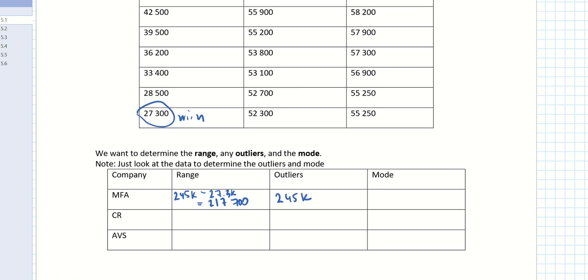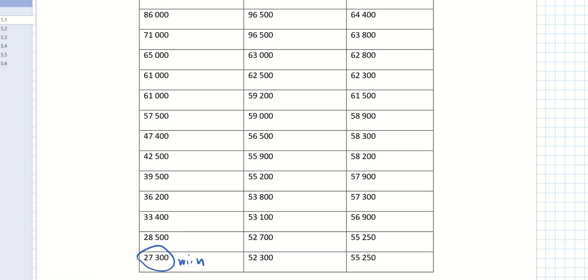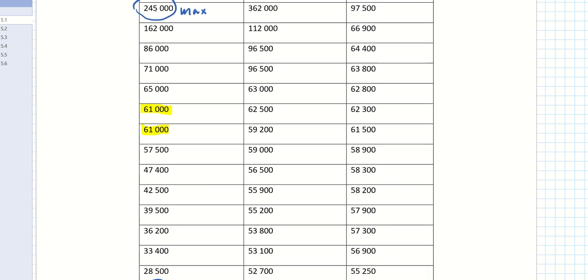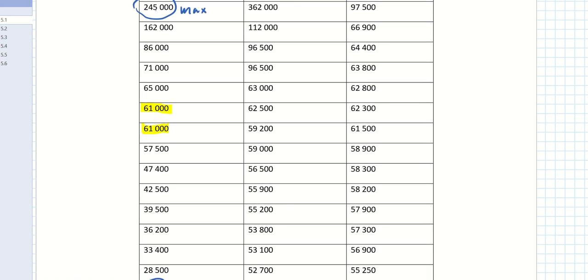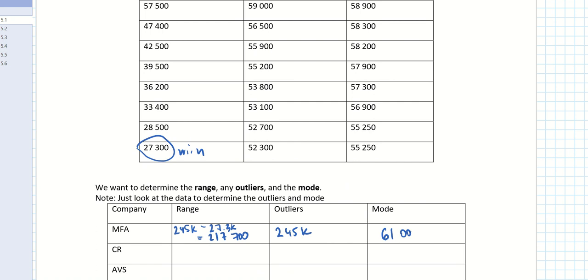my outlier. Now, the mode is going to be the number that is the most frequent. So we have to look and check what numbers repeat. We have 61,000 repeating twice. Let's check there are no other ones repeating, because you can have multiple modes. That's one thing I didn't mention yet. We can have multiple modes in a set if you have multiple numbers repeating. In this case, 61,000 repeats twice, so our mode for this one is going to be 61,000. I don't see any other ones that repeat.